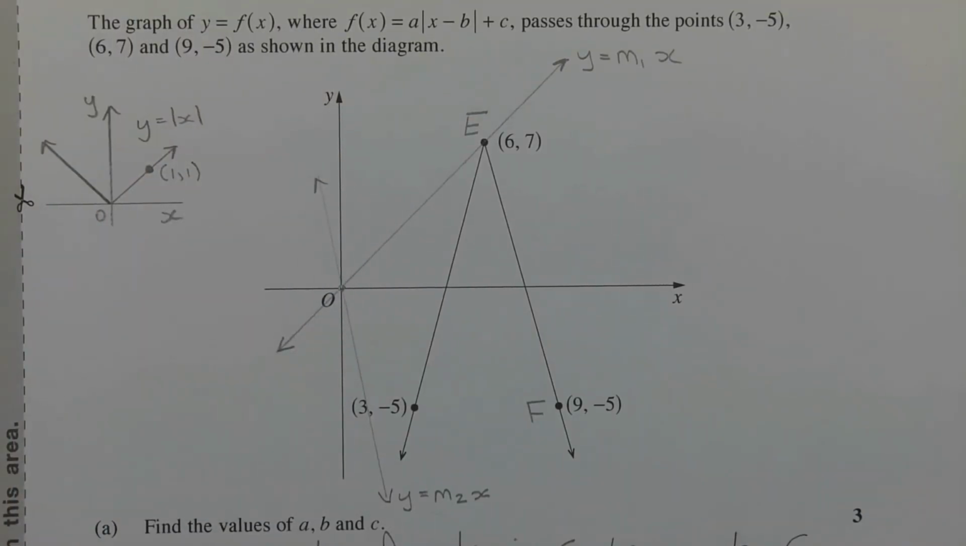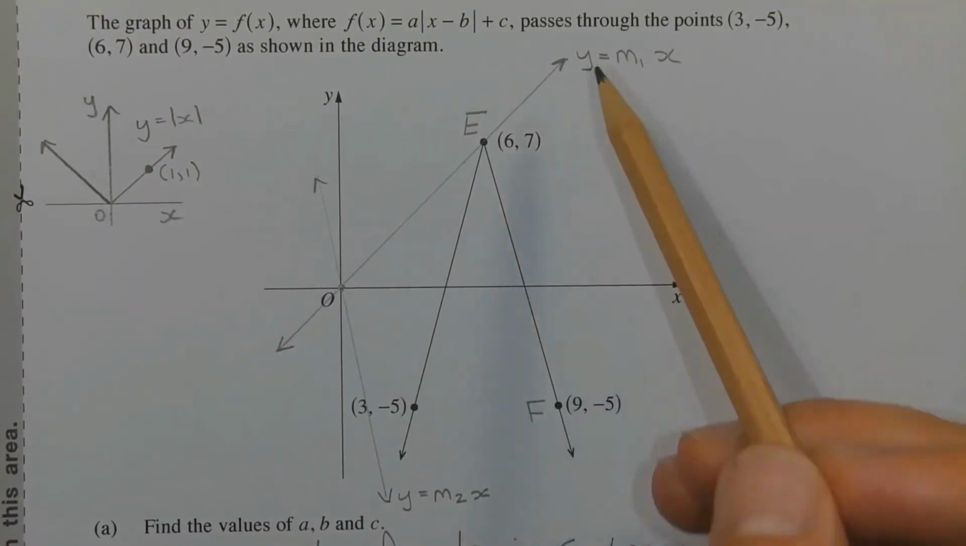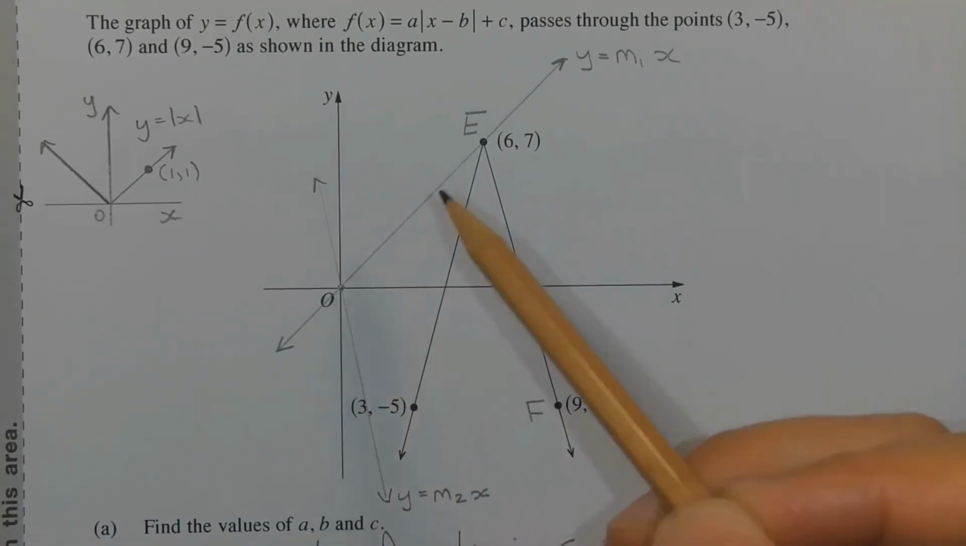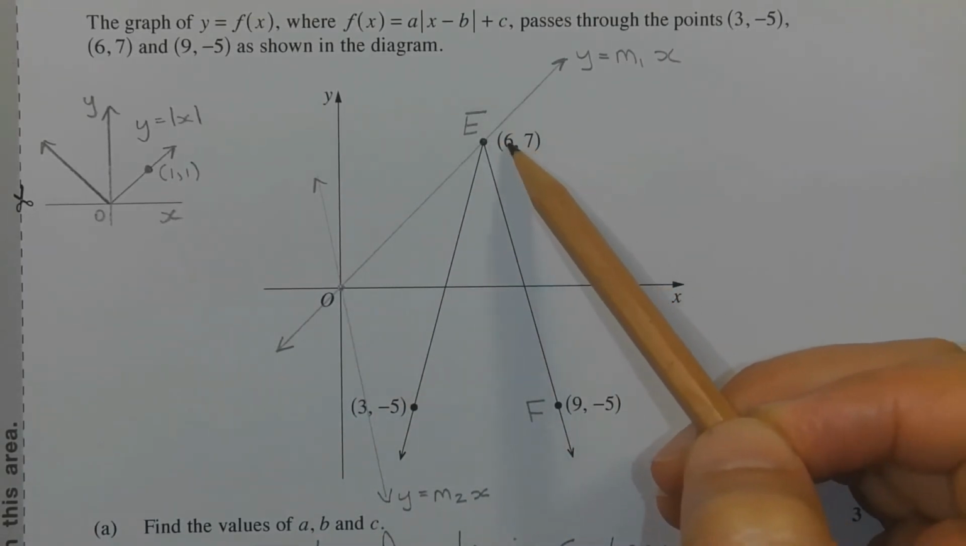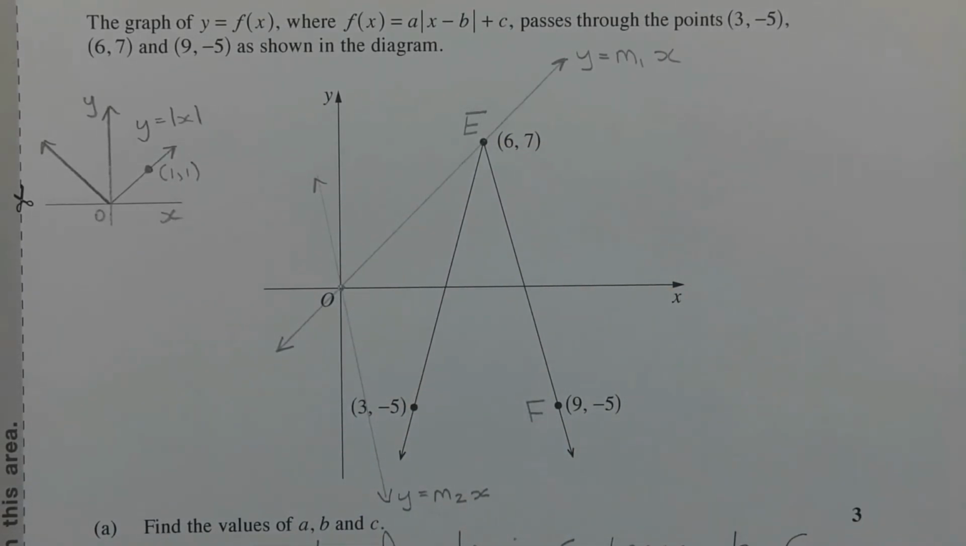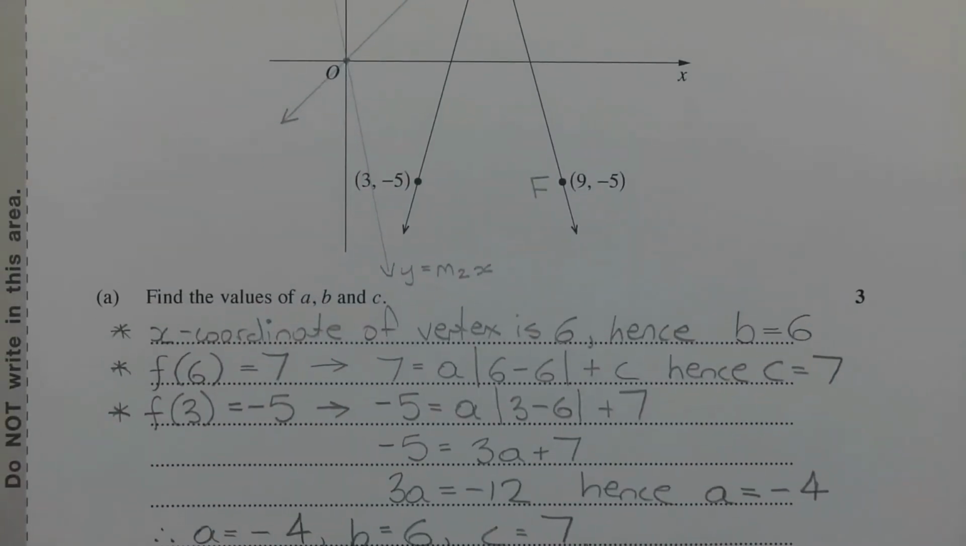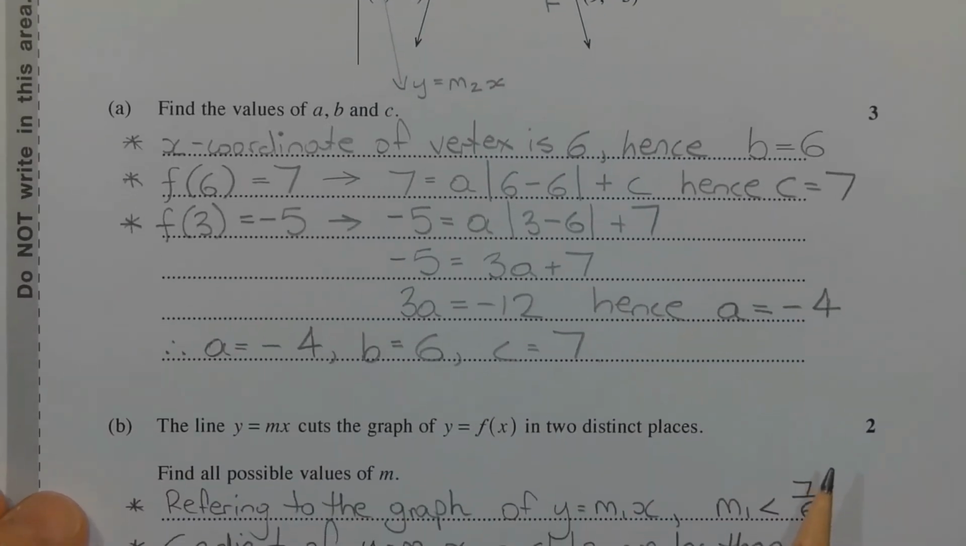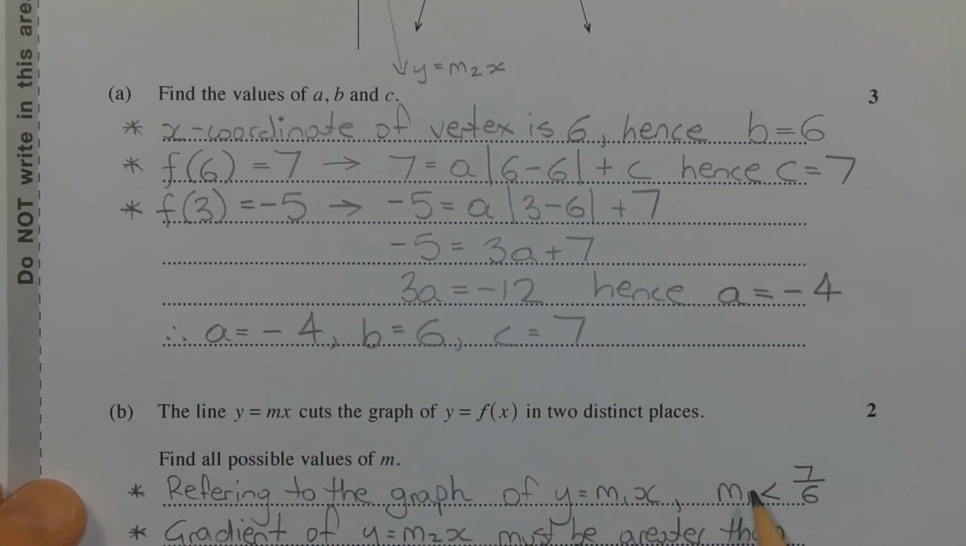So let's work out the gradient of m1. Starting at the origin and passing through point 6, 7 using rise over run, it's going to be 7 over 6. So the first point we could make is that the gradient m1 must be less than 7 over 6.